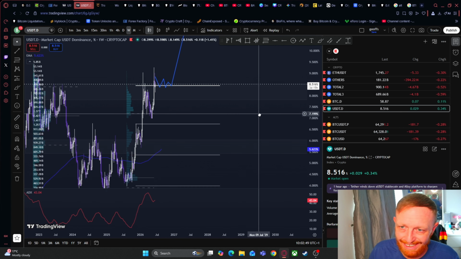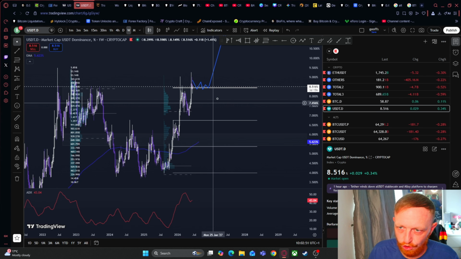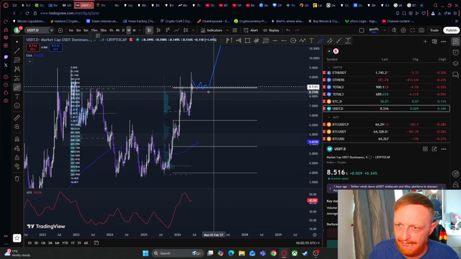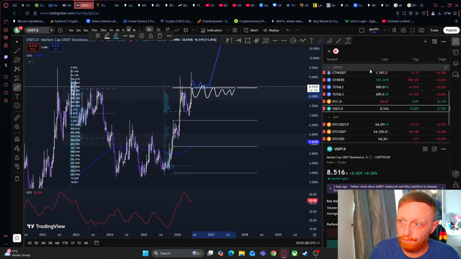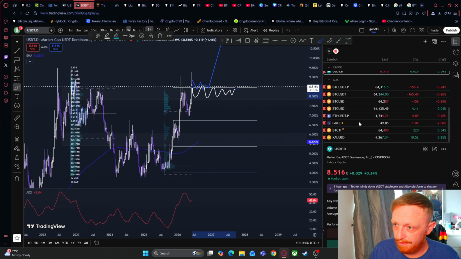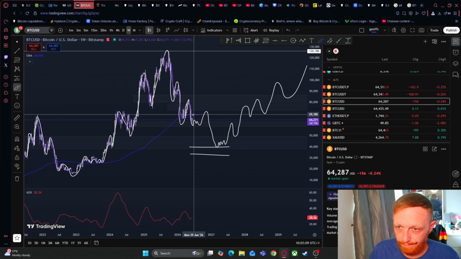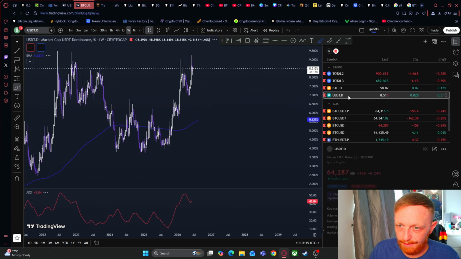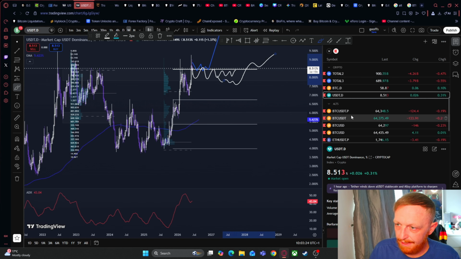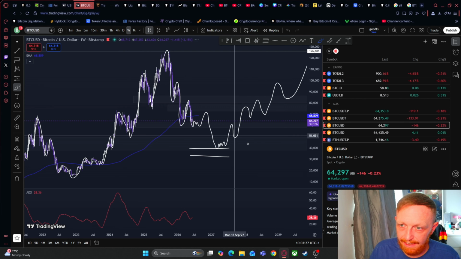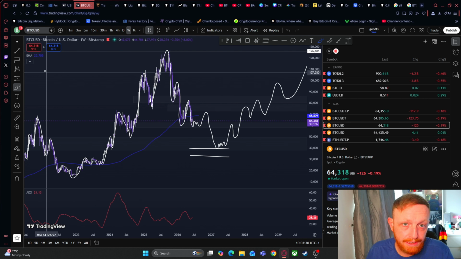Currently, what's going on? USDT dominance. Still expecting this sort of chop around in here, which is going to do that move on BTC, you know, that chop in there, that move up. USDT dominance does this, flushes in towards these areas, and then we do that. And then BTC does something very, very similar.